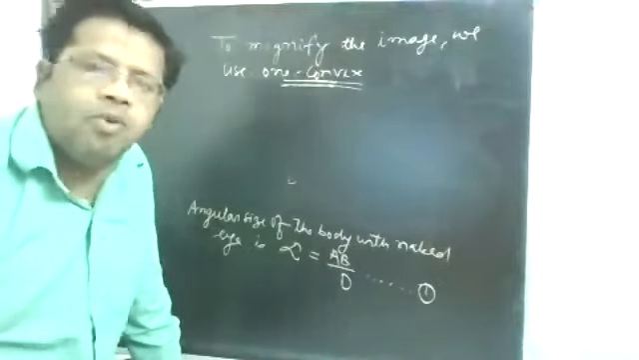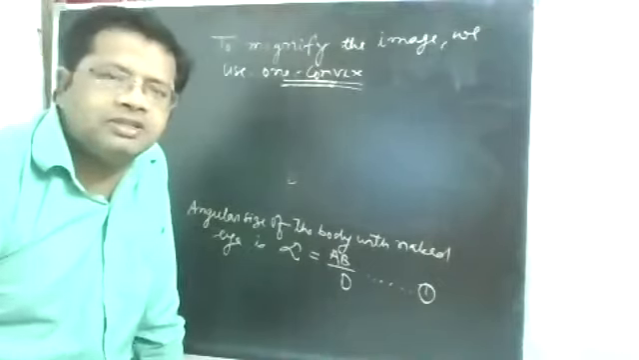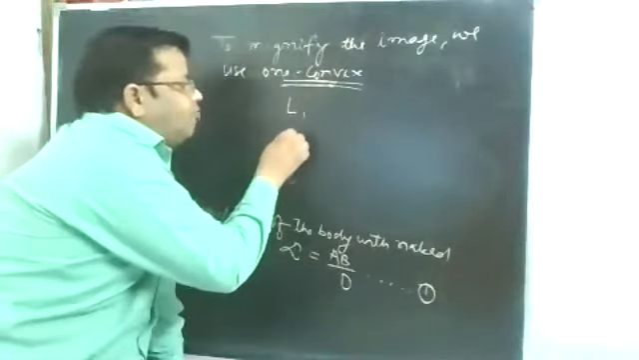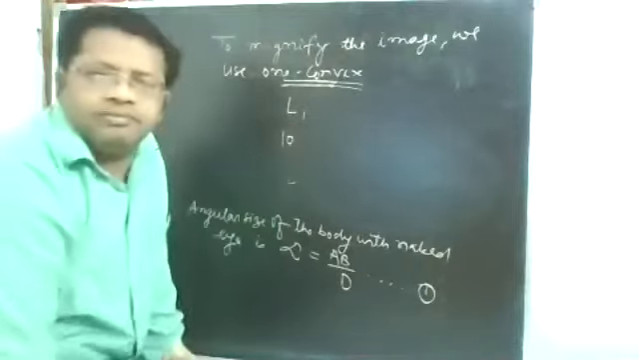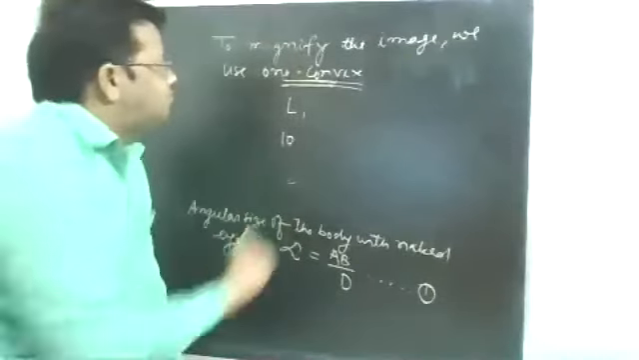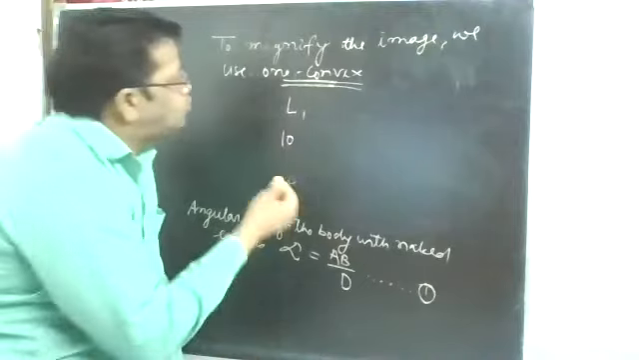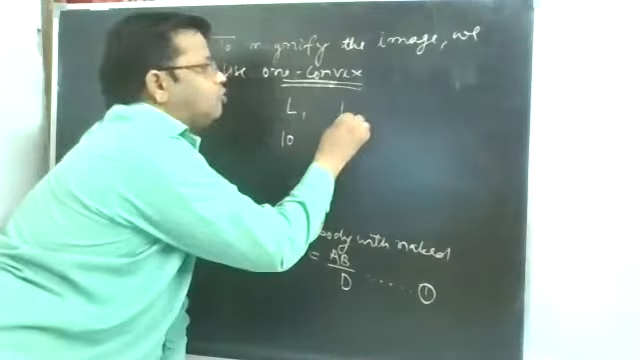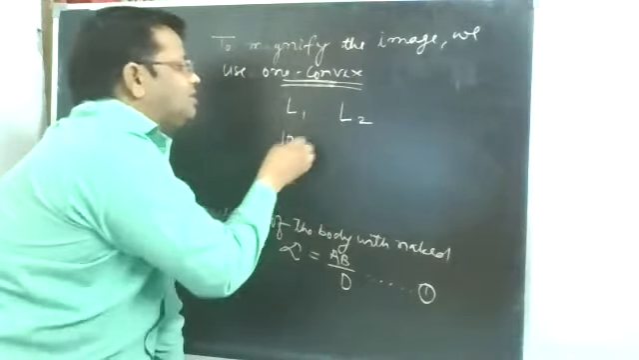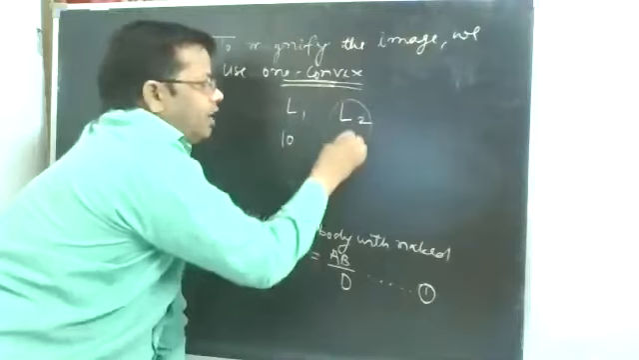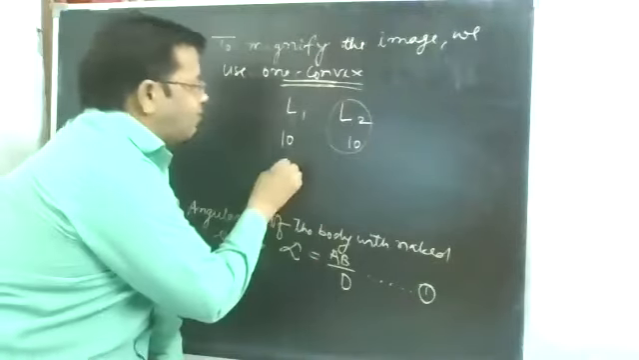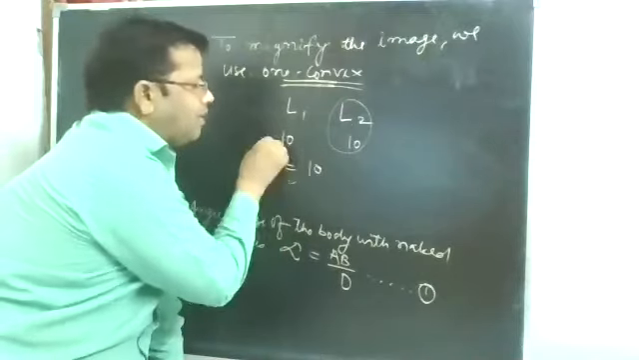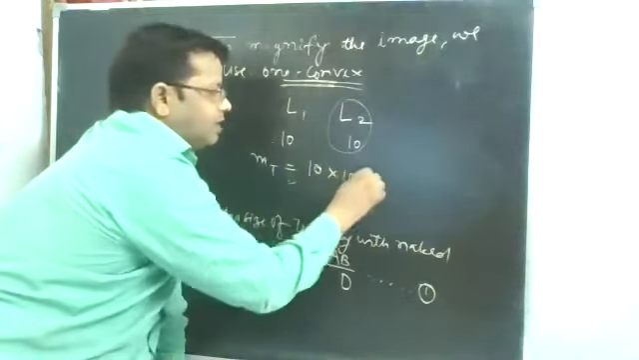But if you are using more than one lens, for example, if the first lens magnifies the object by 10 times, then it's called simple. But in place of only a single one, if we are using two, its magnification is 10 and another one is also 10, then the total magnification will be 10 times magnified by this into 10 times magnified by this. That is 100.